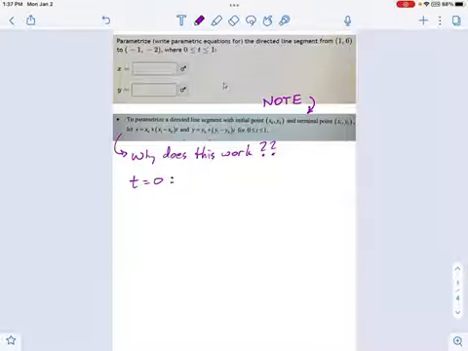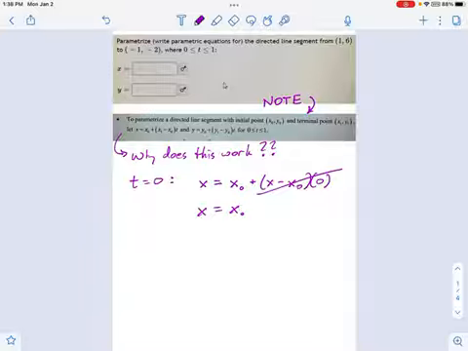Now, I want to take a step back for just a moment and answer why does this work. If you're not interested in why this equation works, skip ahead a minute. I'll be done with the explanation by then. But just take a look at this. If t equals 0, look at what this equation becomes. It becomes x equals x naught, the initial position, plus x minus x naught times t equals 0. So this whole part goes away. In other words, when t equals 0, x equals x naught.